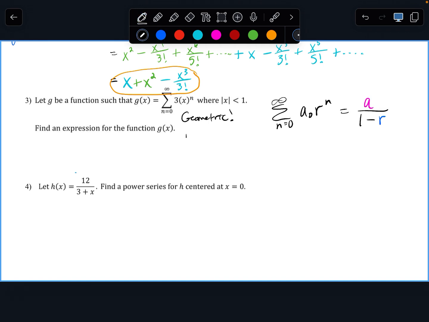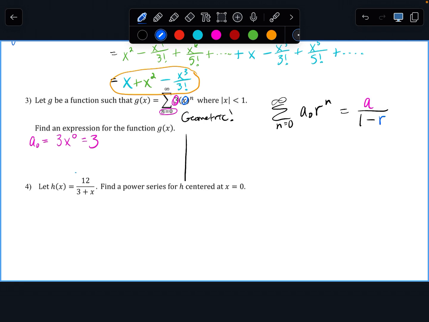Okay, so what I do for this, there are 2 ways to do it, depending on your brain. First thing you can notice is, like I said, it's geometric, so go off of this. My first term is, if I plug 0 in for n, because you're starting at 0, I get 3. So that would be my a, right? And then your r is what's raised to the n.